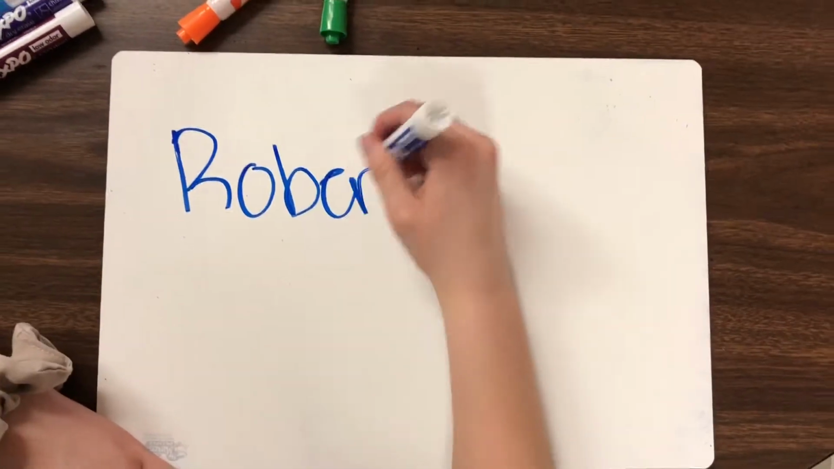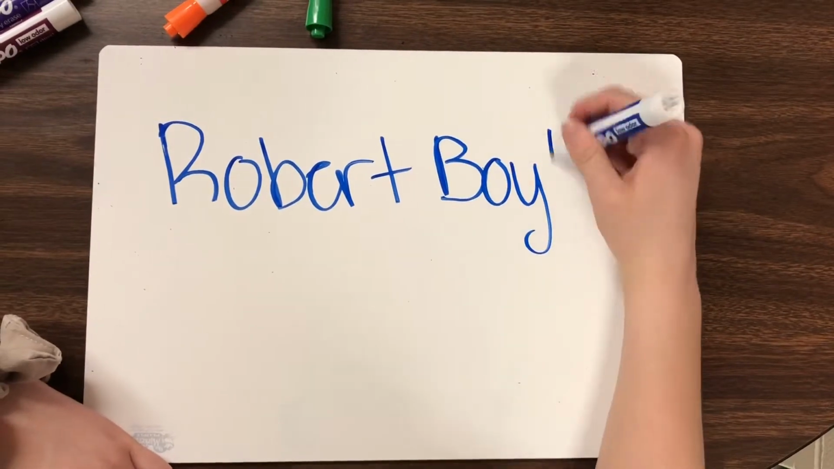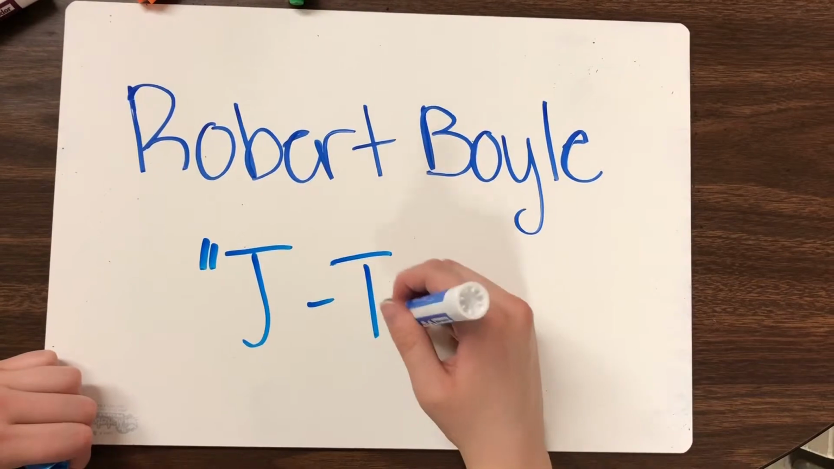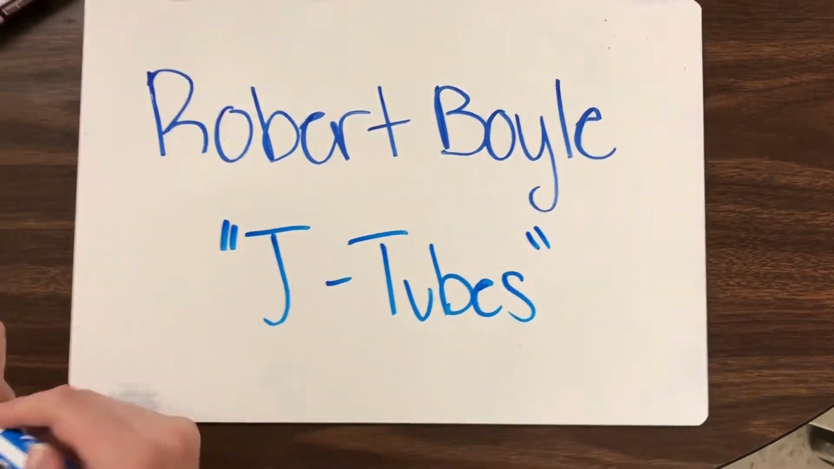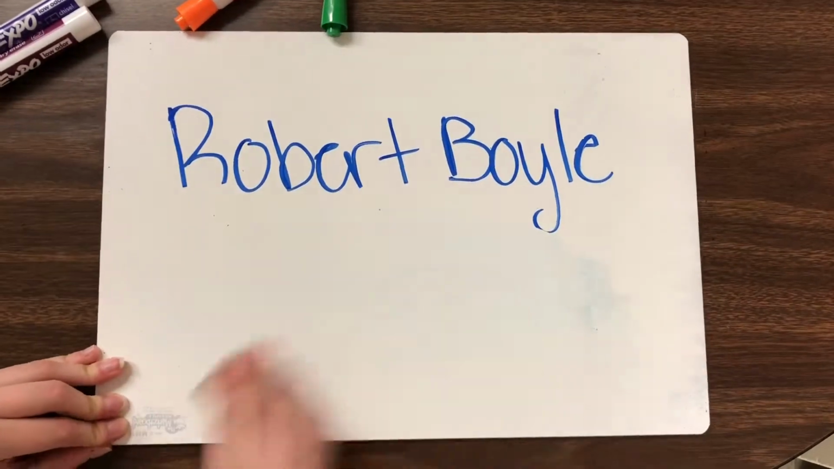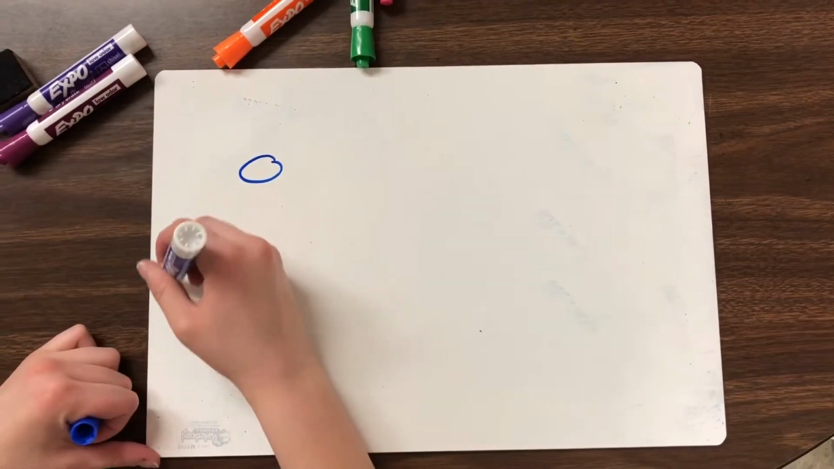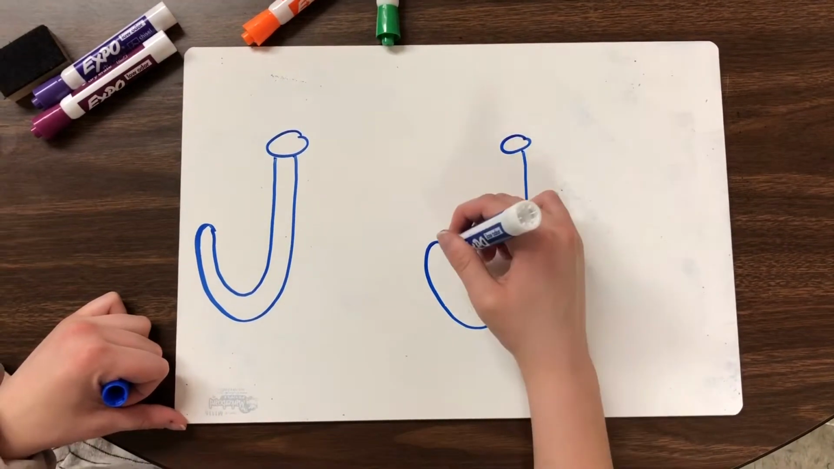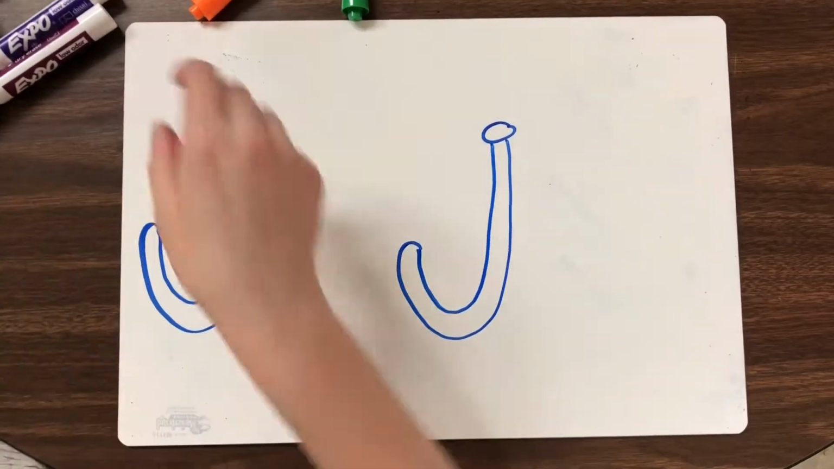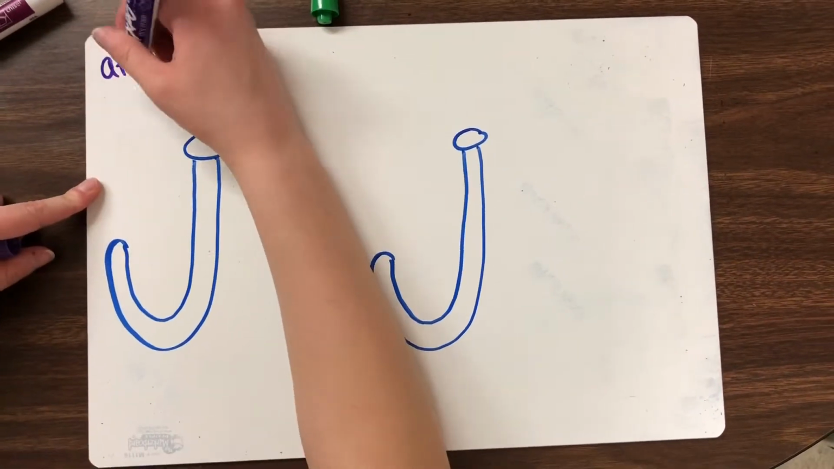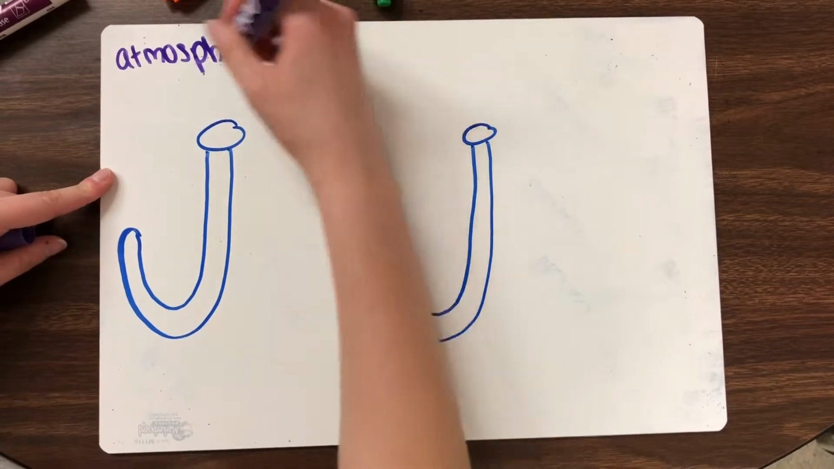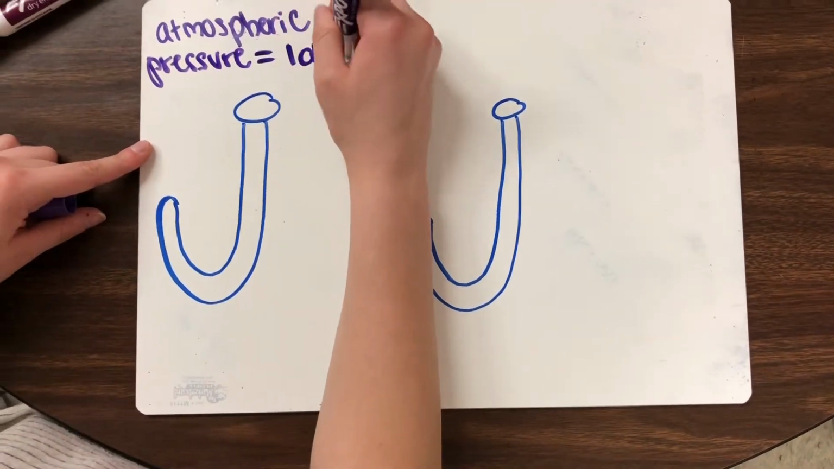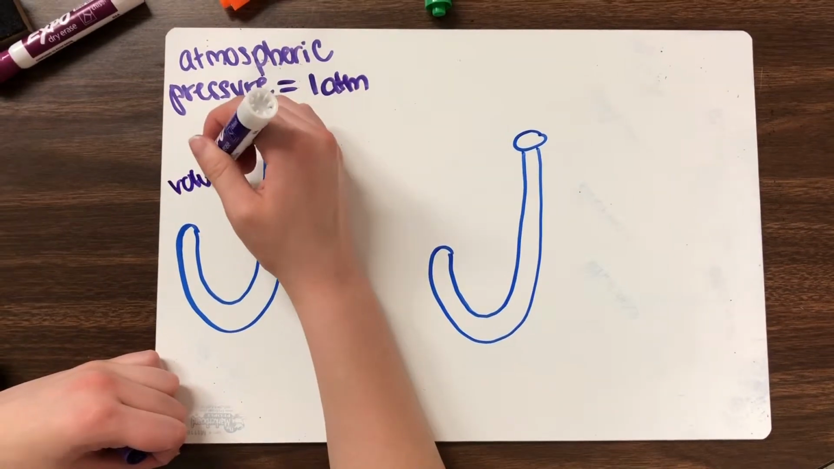Robert Boyle was the scientist who discovered the relationship between pressure and volume, hence the name Boyle's Law. He used J-tubes in order to test his hypothesis pertaining to the inverse relationship. In his J-tubes, he added pressure, and he tested how much of a volume change occurred. So when he added 1 atmosphere of pressure, doubling the pressure, he noticed that the volume decreased by 1/2.